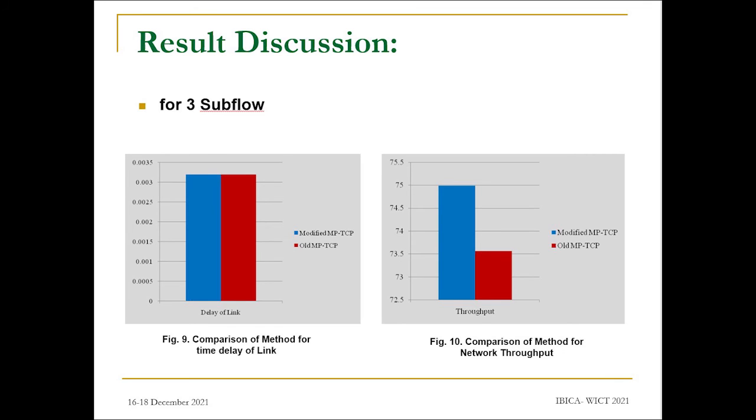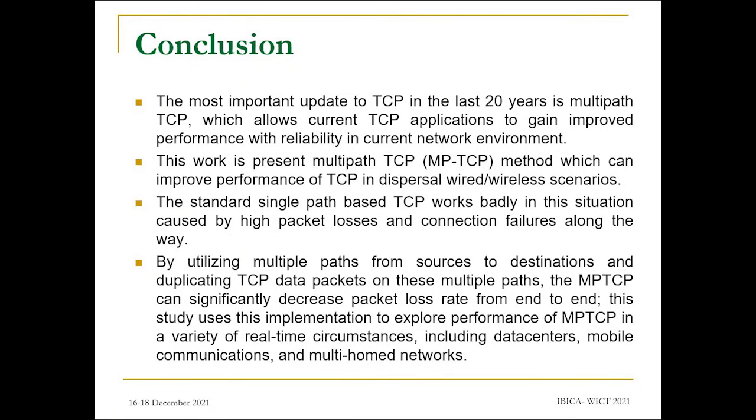The next slide is about the conclusion. The most important update to TCP in the last 20 years is multipath TCP, which allows current TCP applications to gain improved performance with reliability in the current network environment. This work presents a multipath TCP method which can improve performance of TCP in disparate wired or wireless scenarios.